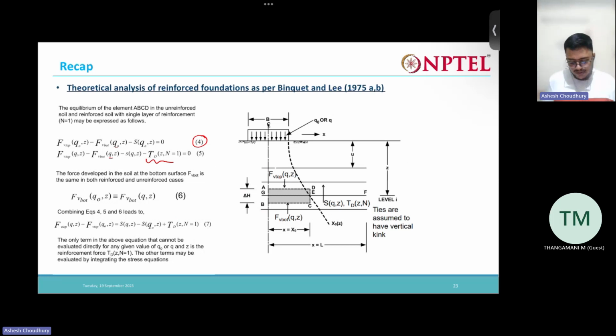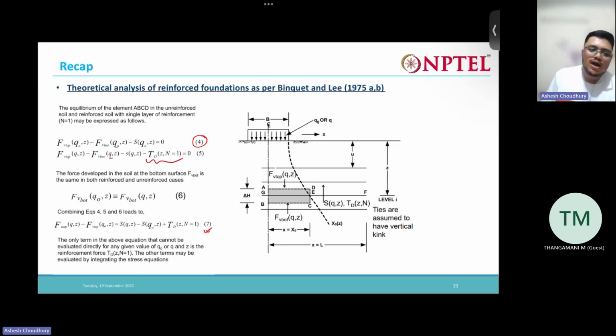So if we equate equation 4 and 5, we can get this equation 7. All the terms in this equation can be directly obtained by integrating the forces, or integrating the stress equation. Except this TT value, all the others we can get.